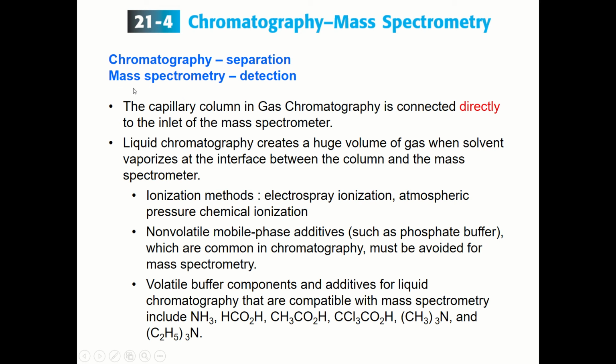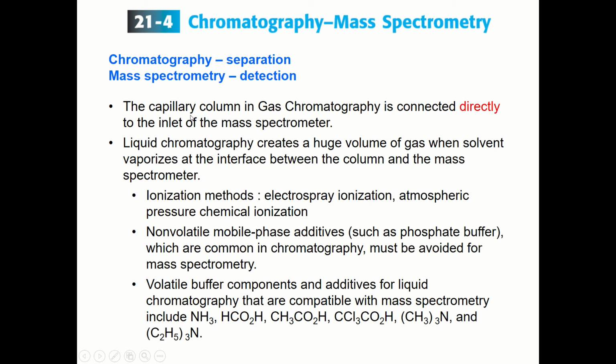Since mass spectrometry is one of the most sensitive analytical techniques, the combination of these two techniques is very powerful to detect extremely small amounts of species. Okay? And there are many types of chromatography, but you'll see soon.